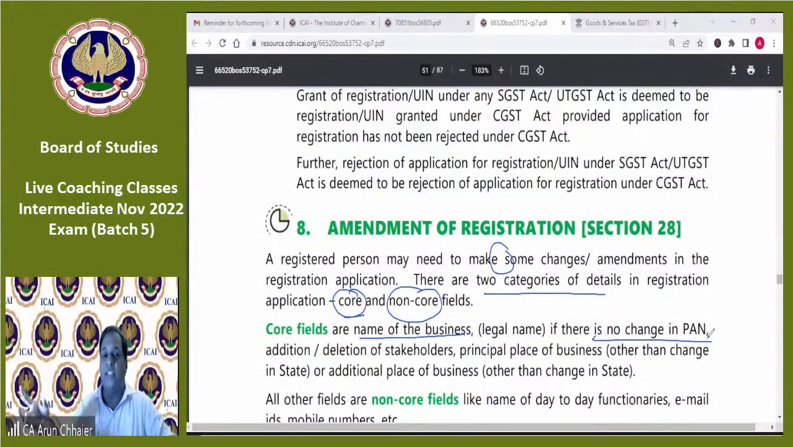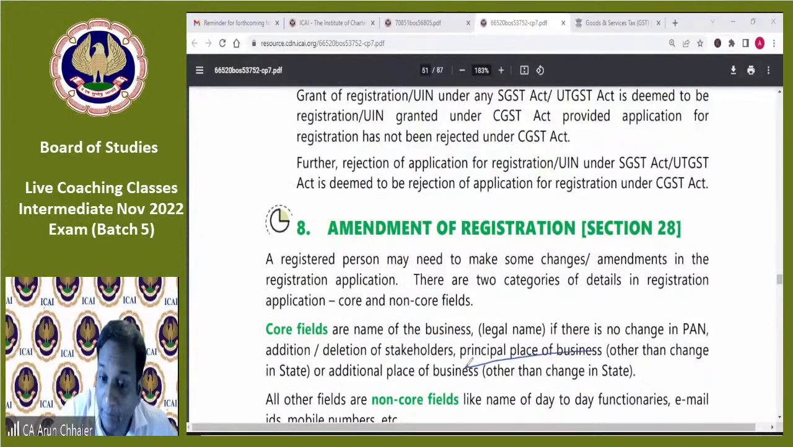When there is no change in the permanent account number, but yes, the business name is changed. Suppose, for example, Mr. A was doing the business as Maruti Industries Limited. Now he's saying Maruti Suzuki Industries Limited. There is no change in the PAN, only the name is changed. Yes, you need to make an application in the core field. Stakeholder, promoter, partner, director, karta changed. Principal place of business and additional place of business.